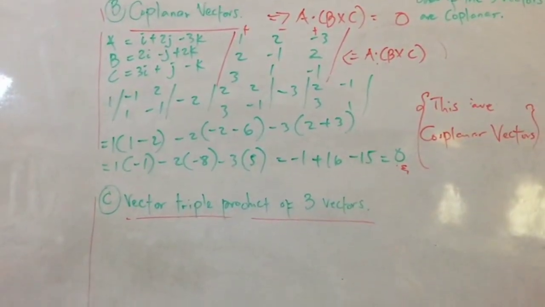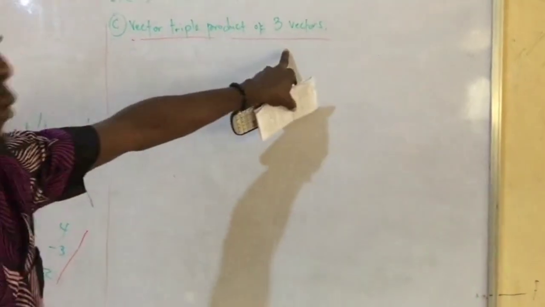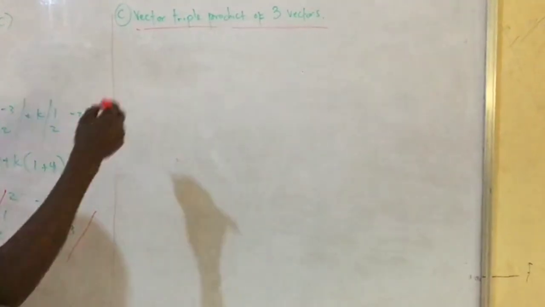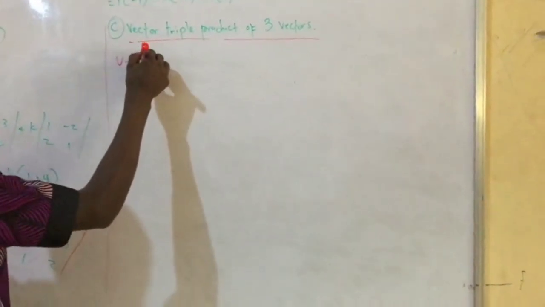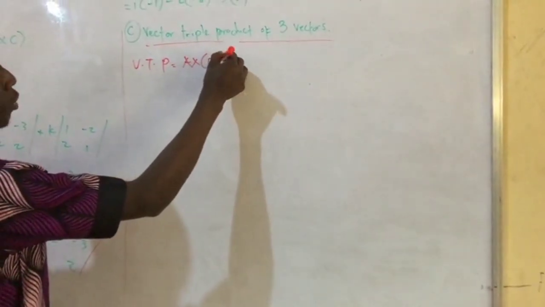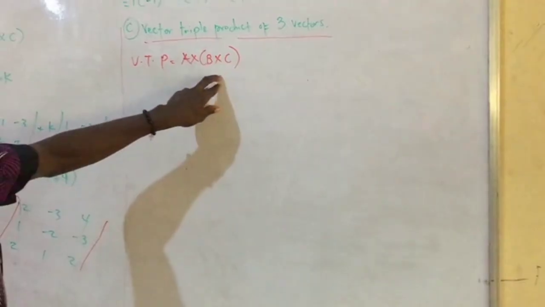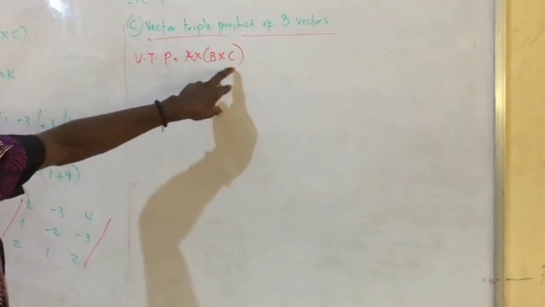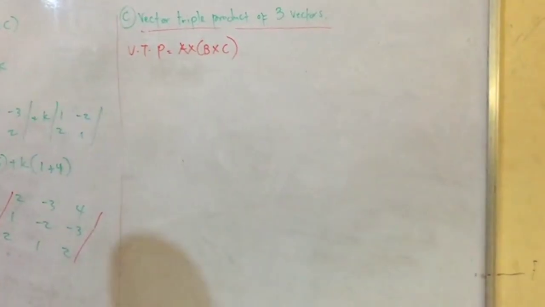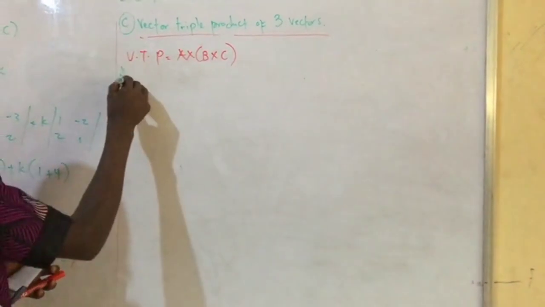So now, without wasting much of our time, let's go to the last part of this section. We are dealing with the vector triple product of 3 vectors. In this case, our formula is: the vector triple product is equal to A cross B cross C. In this case, we find the cross product of B and C, and when you get the cross product of that, you now cross it again with A. So now let's take a simple example on that. You have A, B, C.